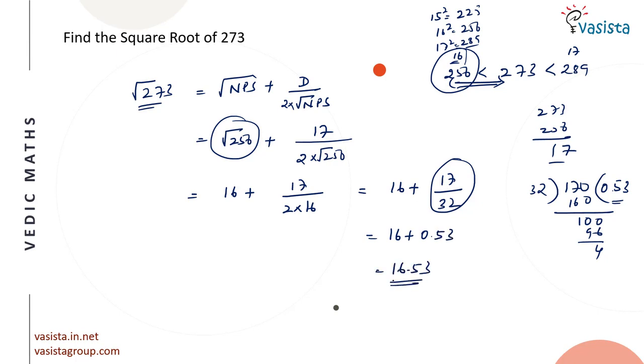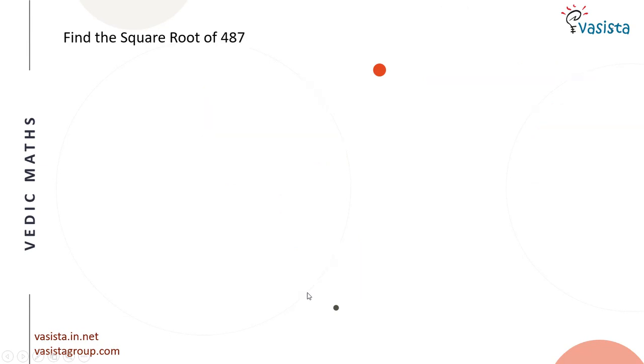So that is going to be the square root of 273. Right? Hope you understood. Let me go with one more example here: square root of 487.